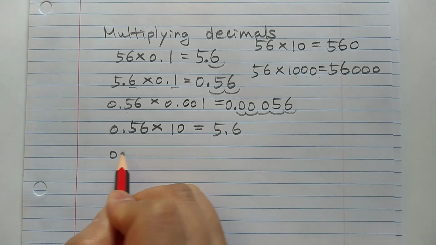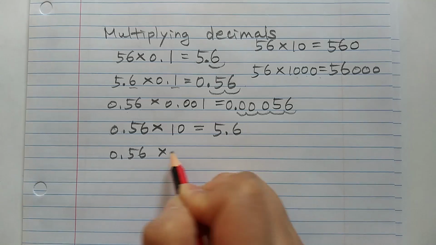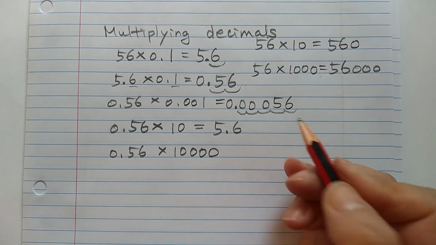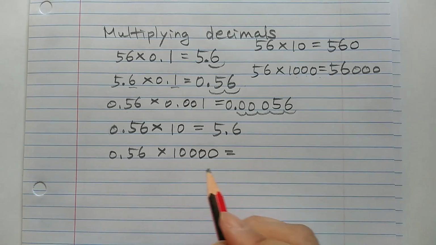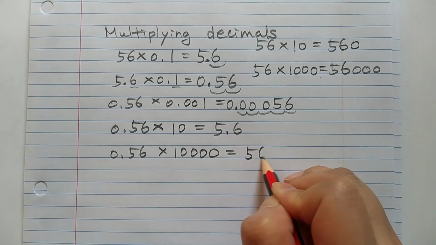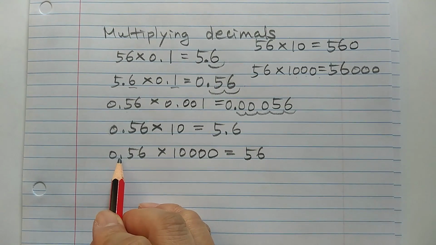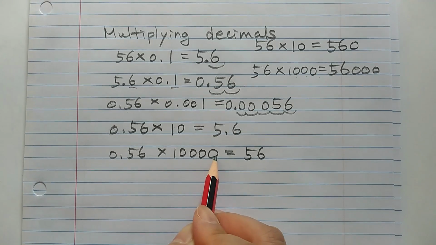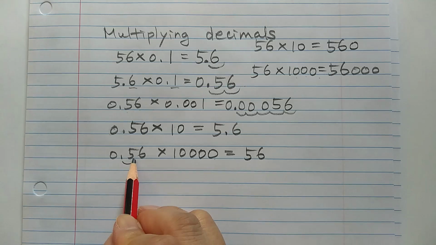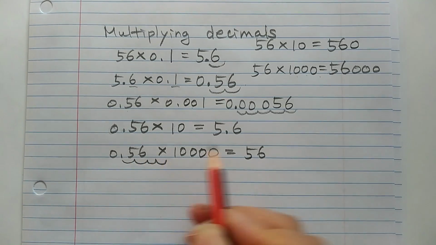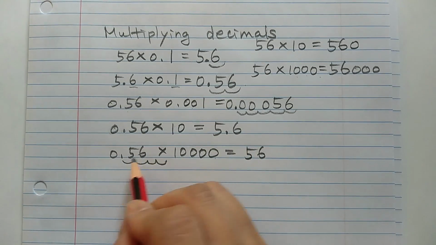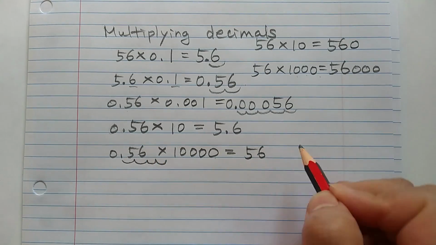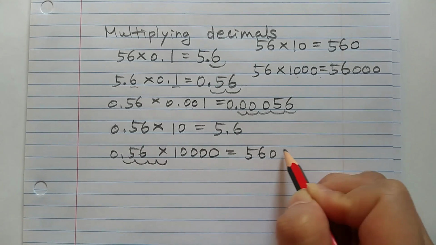How about 0.56 times 10,000? 5, 6. We'll move the decimal point to the back 1, 2, 3, 4 steps. So this becomes 5, 6, and fill these spaces with 0. So 2 more zeros.